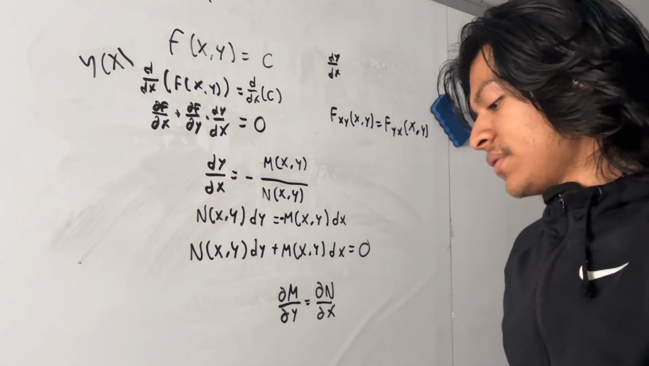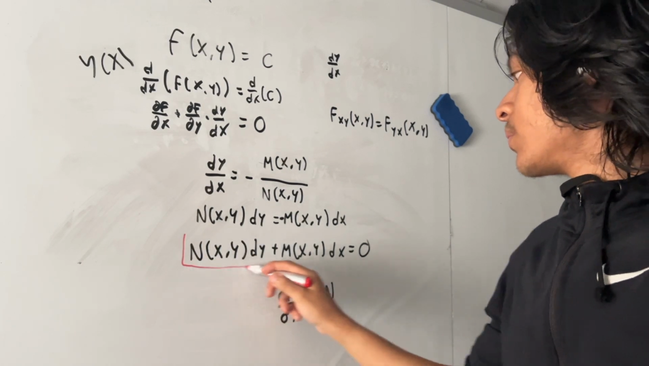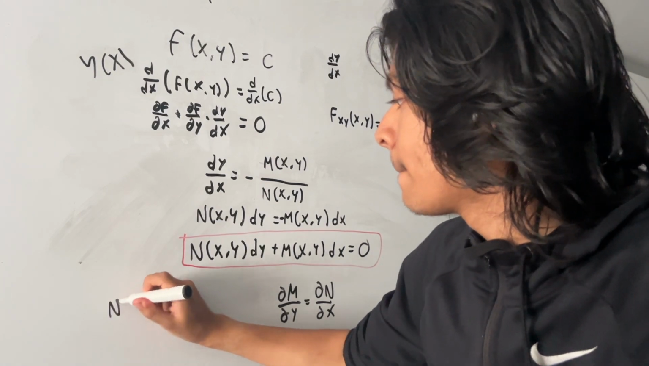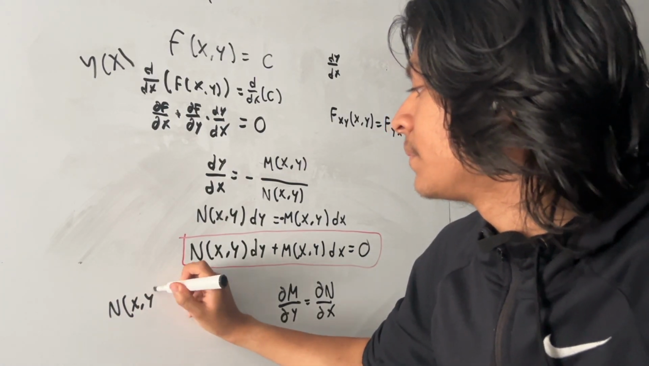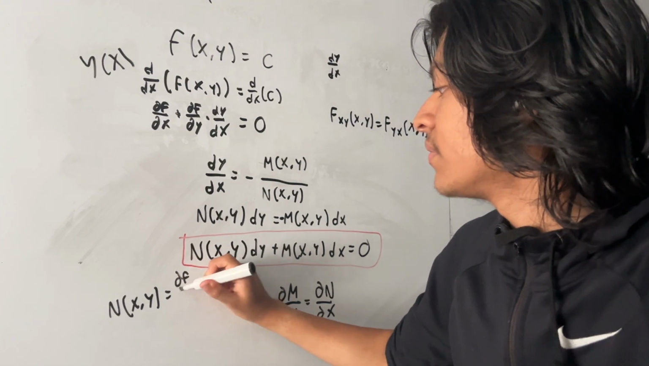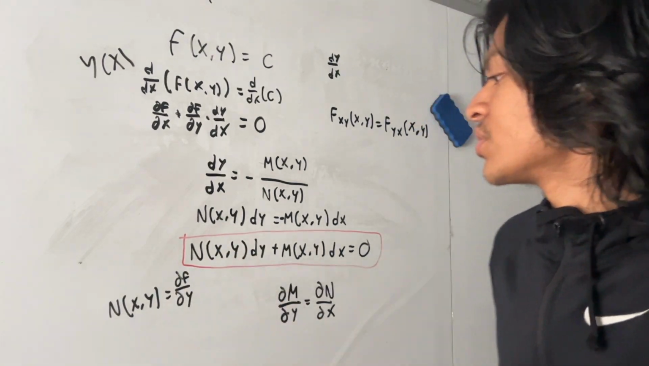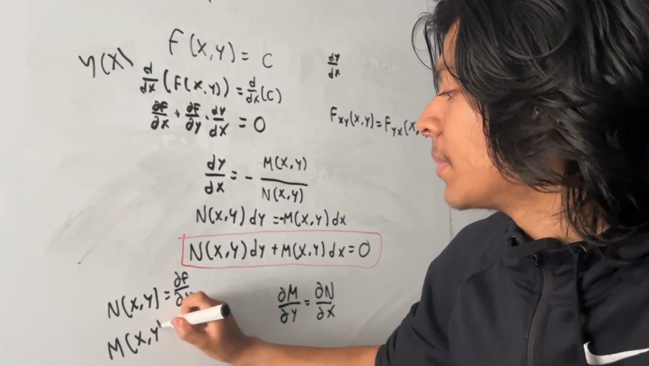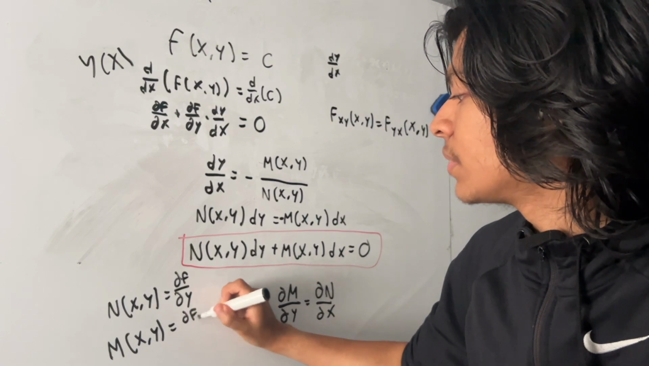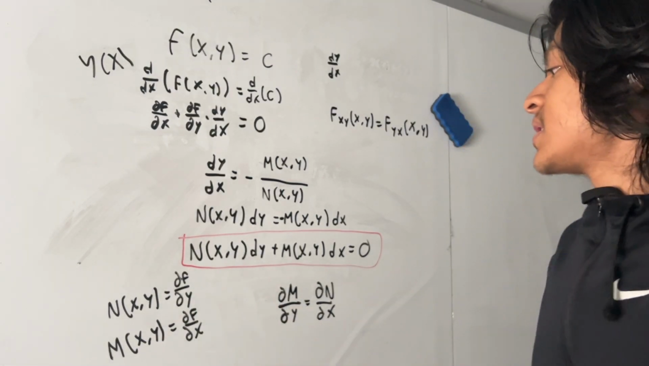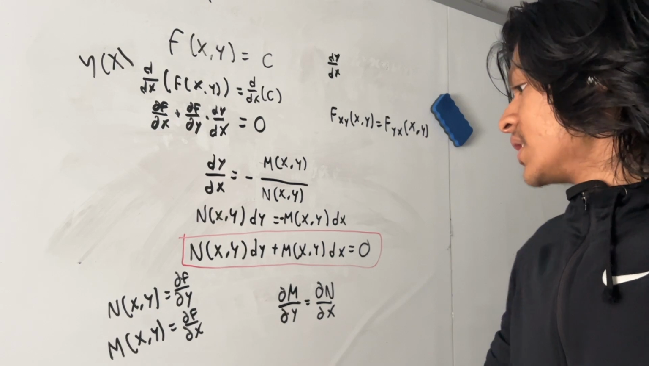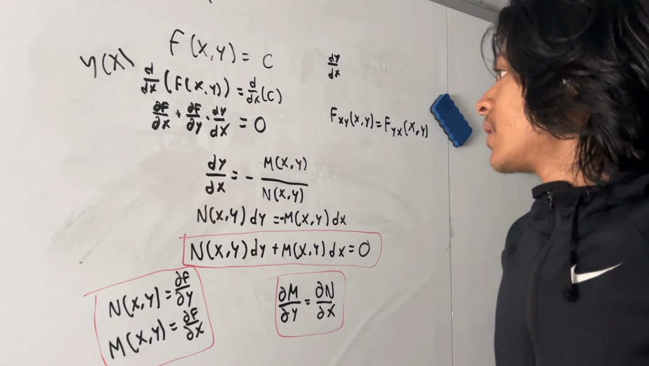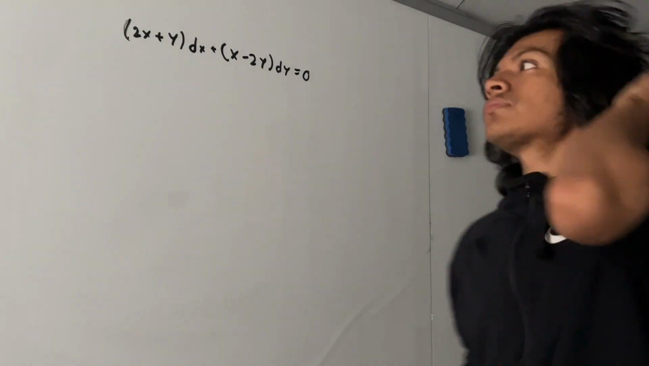But as for the proof, this is what we have, where our n of x, y is just equal to the partial of f over the partial of y. Then as for m, we have m of x, y is equal to the partial of f with respect to x. So this is pretty much everything that we're going to be using for this video. And on to some problems.